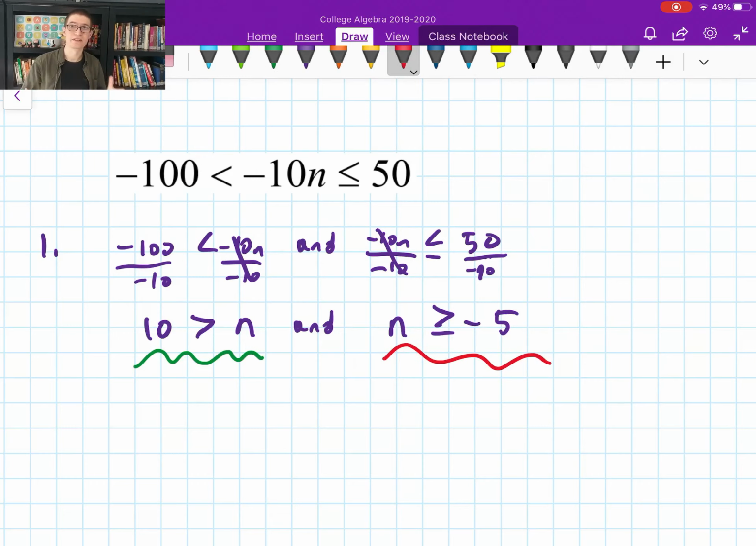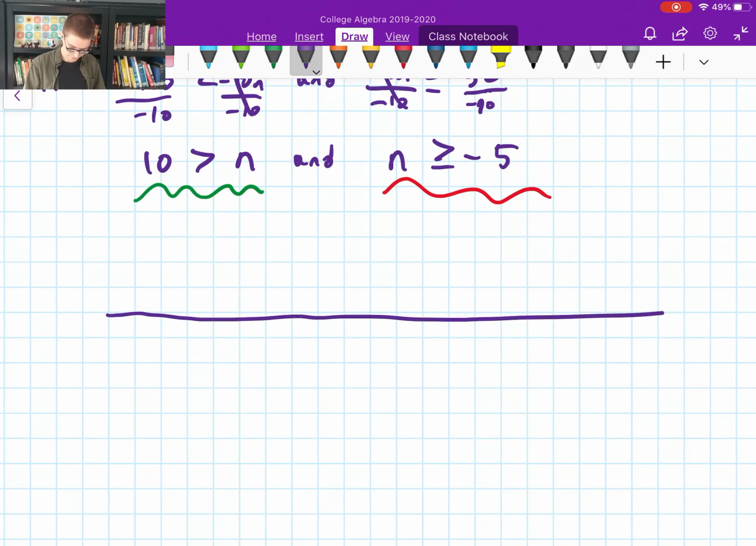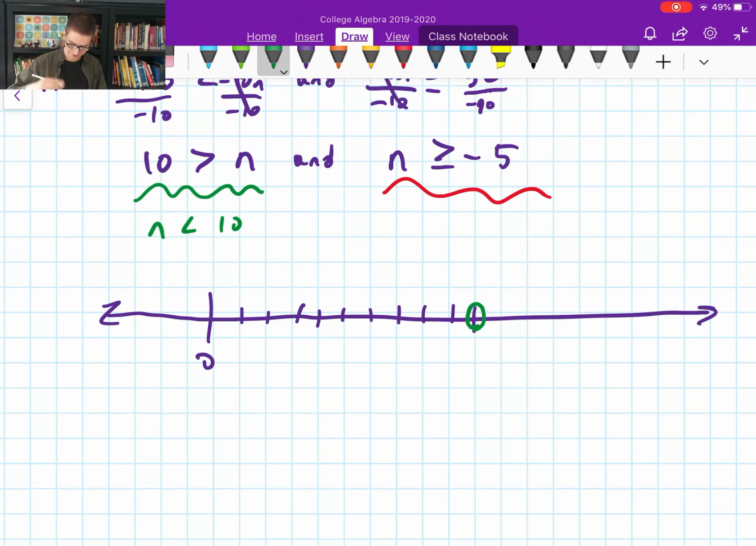We're going to find the places where they overlap. So we will go ahead and make our graph here. And I'll make 0 over here so it's kind of clear. 1, 2, 3, 4, 5, 6, 7, 8, 9, 10. Okay, and then 10 is greater than n, so we'll start at 10 and make an open circle. 10 is a larger number than n, which means that n is less than 10. So we'll choose all the numbers that are less than 10. We do all of this over here.